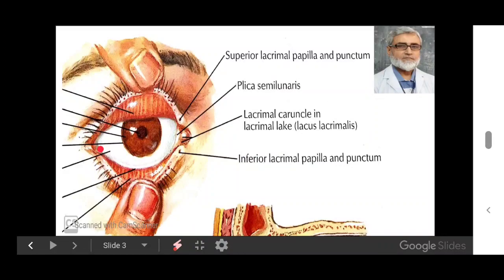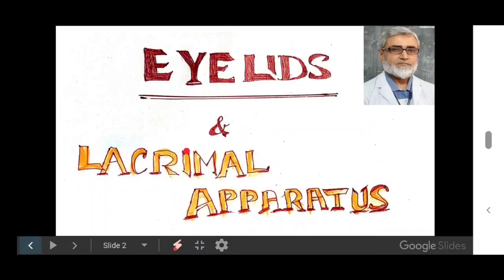Superior lacrimal papilla you can see here. Superior lacrimal fissure you can read very well, and plica semilunaris you can see here, I will discuss later. Lacrimal caruncle in lacrimal lake known as lacus lacrimalis. You can see here. And inferior lacrimal papilla and punctum, it is well visible here.